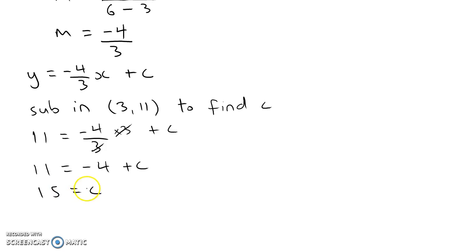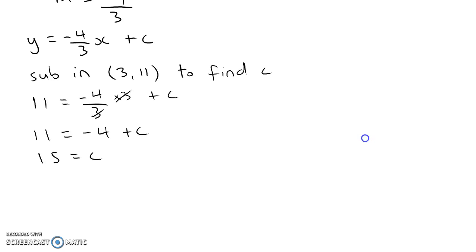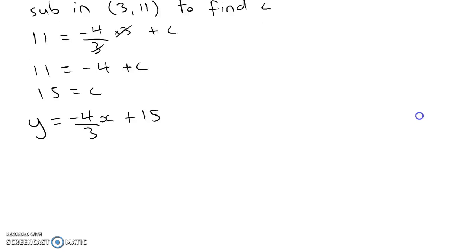Now we can substitute this c equals 15 back into our gradient intercept rule. So we'll get y equals, our gradient was minus 4 over 3x, and then our c value is 15, so plus 15. And that's the equation of the straight line. So that's your first method. Let's have a look at another method.